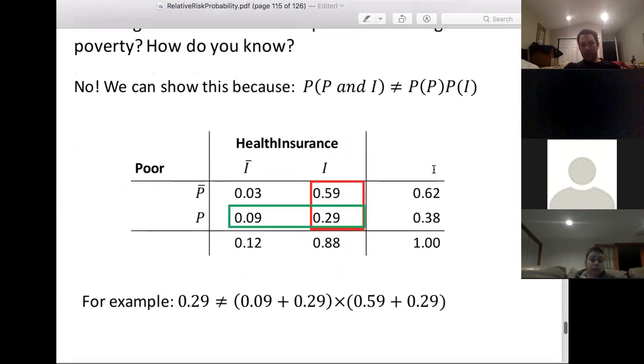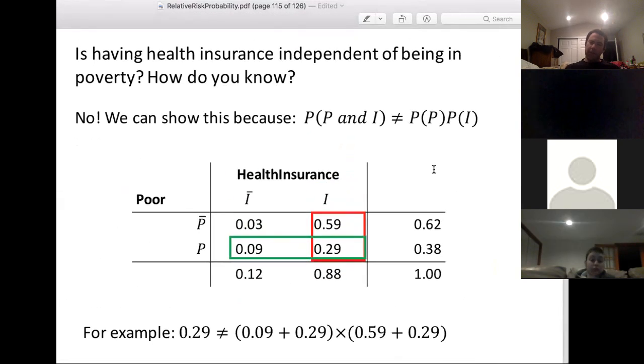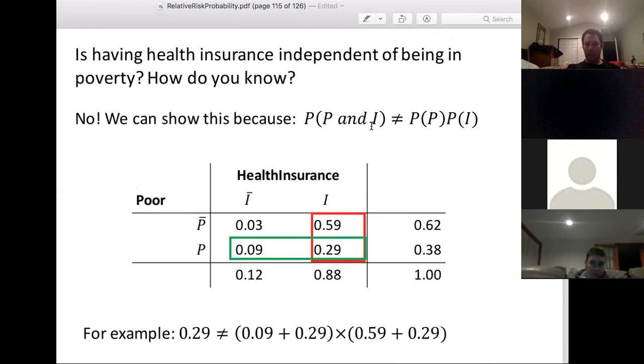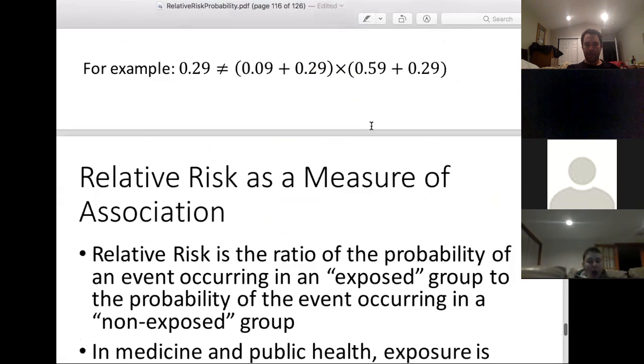And here we're asking if having health insurance is independent of being in poverty, and how could we know that? And the answer is no, because if we took the probability of being poor and insured, it doesn't just equal the two multiplied together. So that means that we have dependent probabilities here, which makes sense because the likelihood that someone is poor can be dependent on whether someone has insurance or not.